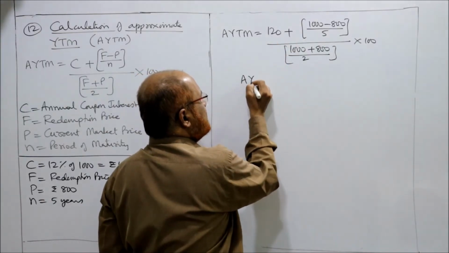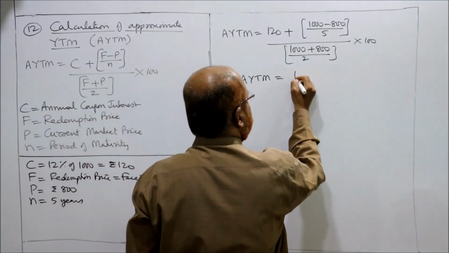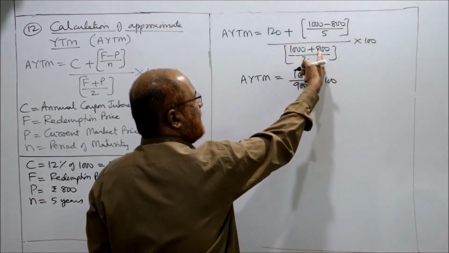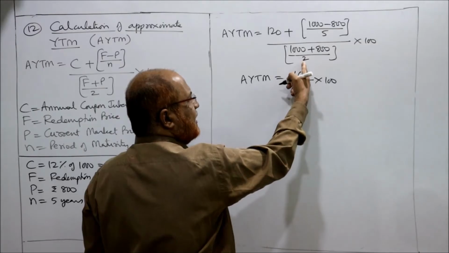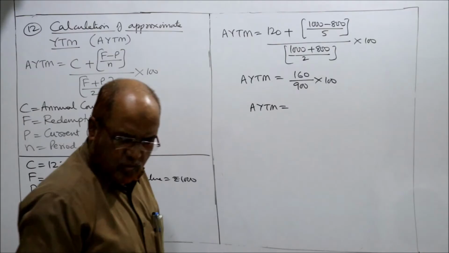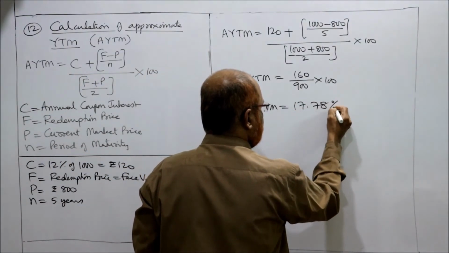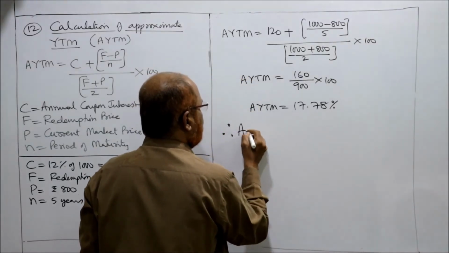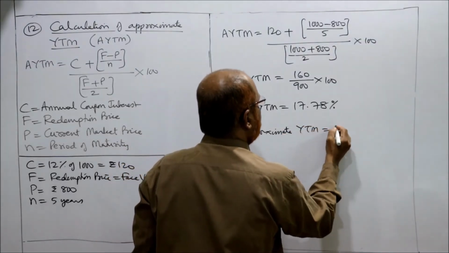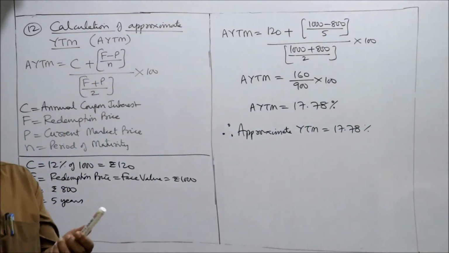तो AYTM is equal to, you are going to get 160 divided by 900. 1000 plus 800, 1800. 1800 by 2 is 900. AYTM is equal to 160 by 9, 17.78. This is the first problem on calculating the approximate YTM.